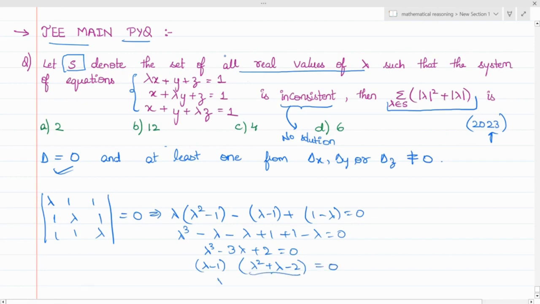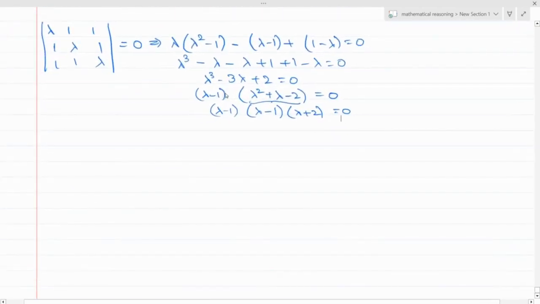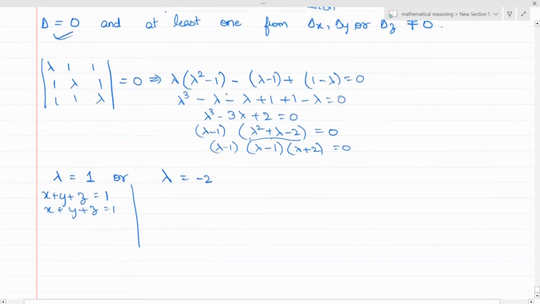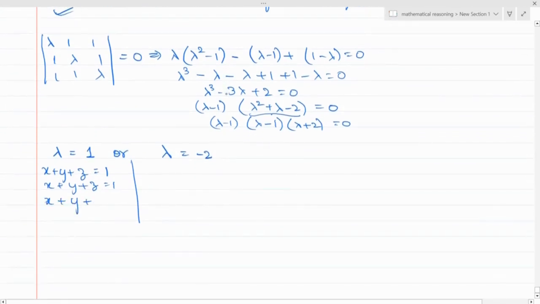And what are these factors? Lambda minus 1 and lambda plus 2 equal to 0. So basically, overall you have two values, that is lambda can be equal to 1 or lambda can be equal to minus 2. So if you substitute the value of lambda equal to 1 in the equations, it becomes x plus y plus z equal to 1 from the first equation, and the next also x plus y plus z equal to 1, and the next also x plus y plus z equal to 1.